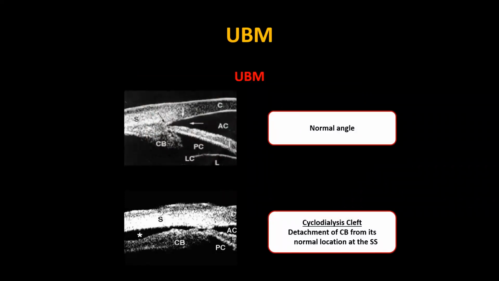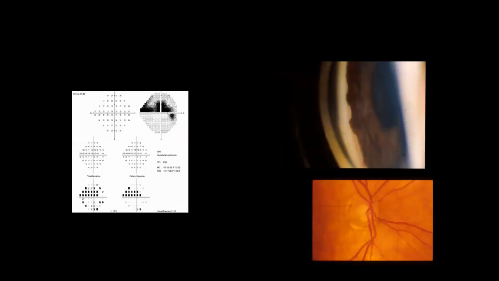So that's the cyclodialysis cleft that we talked about before. If there is a track or communication between the supraciliary space and the anterior chamber, it will be, of course, because of detachment of the ciliary body from its normal location, and you will have subsequently something called cyclodialysis cleft.